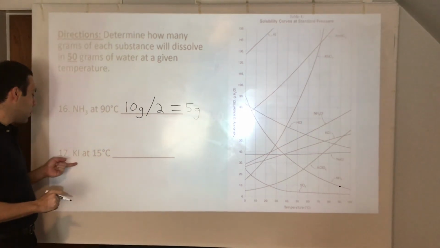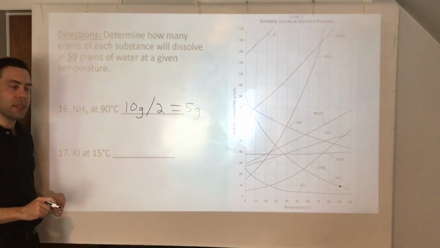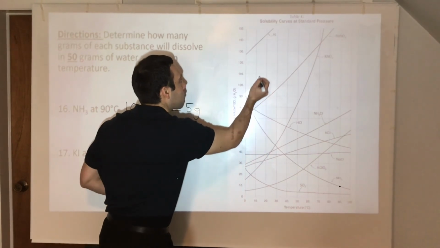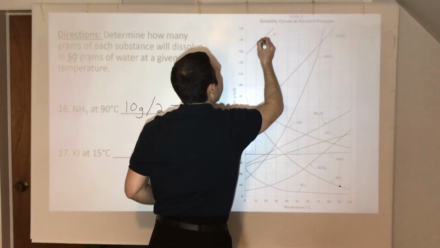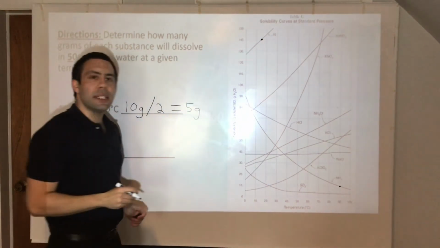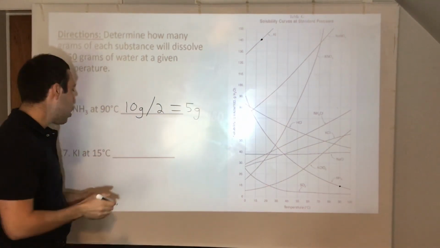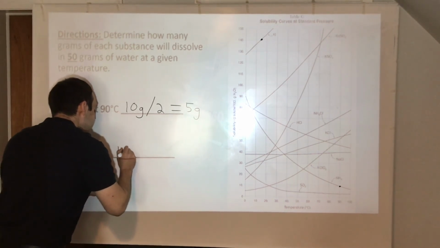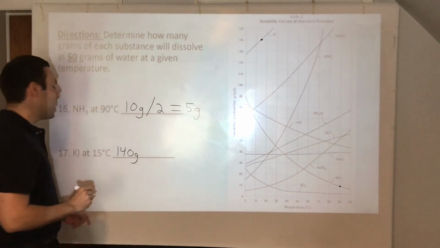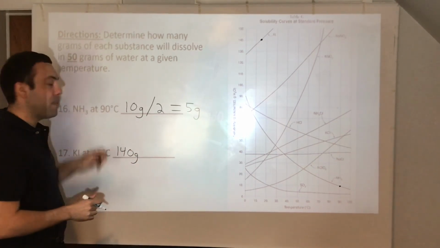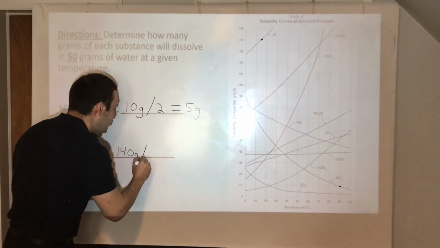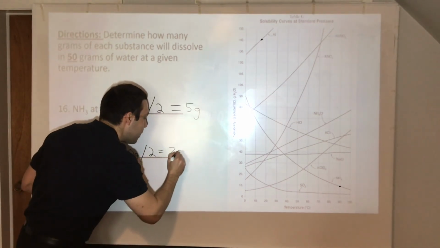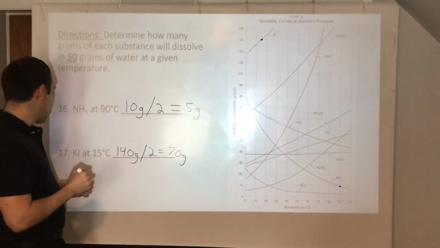For the last one, number 17, KI at 15 degrees Celsius. So we'll go to 15 degrees Celsius, find KI, all the way up here. Looks to be another nice, easy number. So normally, if I had 100 grams of water, at 15 degrees Celsius, it could hold 140 grams of KI. Once again, I have 50 grams of water, so I must cut this number in half. 140 divided by 2 is 70 grams of KI.